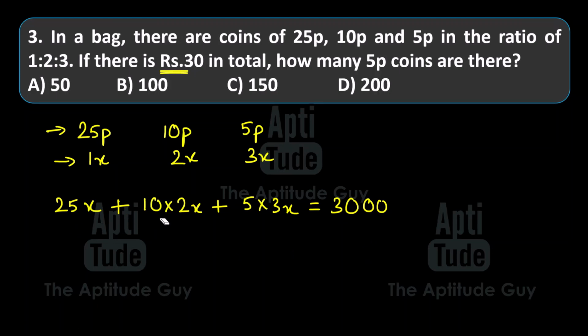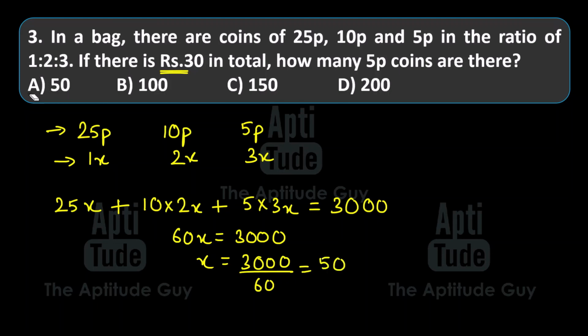We have 25x plus 20x plus 15x, that is equal to 60x equals 3000. So x equals 3000 divided by 60. That is equal to 50. This is why a lot of people end up marking option A as the correct answer, but it's not the final answer. They have asked how many 5 paise coins are there. How many 5 paise coins do we have? We have 3x 5 paise coins. So the answer is 3x, that is 3 times 50, that is 150 coins. Done. Answer is option C.